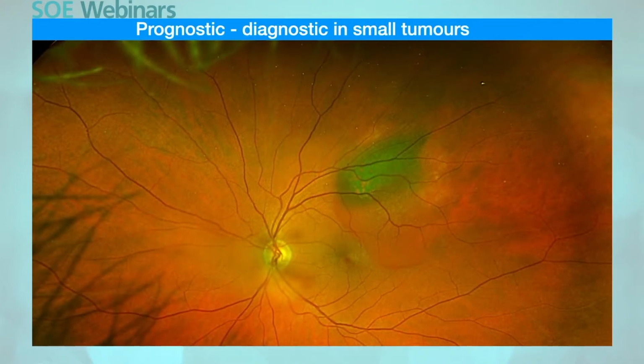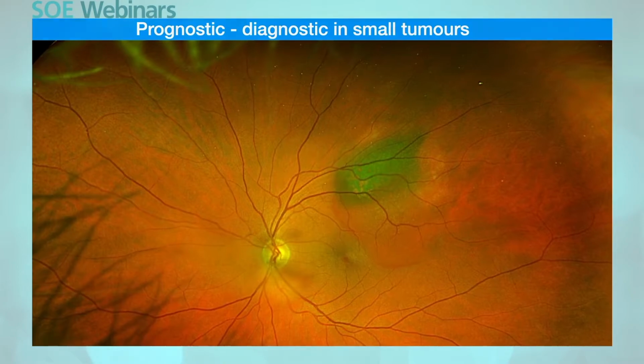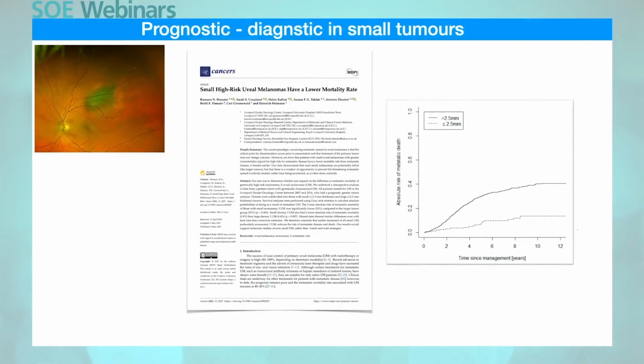Prognostic or diagnostic in small tumors, Rumana already talked about that. We are quite aggressive with the treatment because no specialist on the planet can tell you whether this is a melanoma or not. And if it's a melanoma, is it monosomy or disomy? And if it is monosomy, can you make a difference with treatment? We think we can make a difference, as Rumana pointed out in her paper, that smaller tumors with high-risk characteristics have a better survival than large tumors. So treating them early possibly is your only chance to prevent metastatic death in these patients.